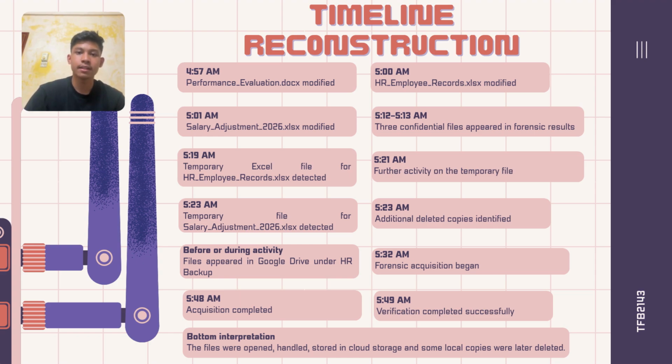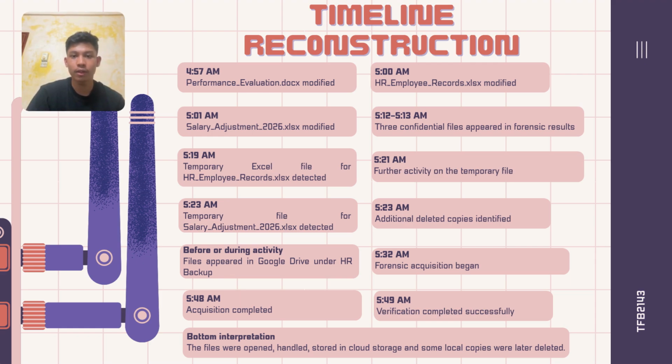Next is the timeline reconstruction. The timeline was created using file system timestamps, Microsoft Office temporary files, deleted file records, file slack evidence, the FTK image report, and the Google Drive screenshot. The first relevant activity occurred at approximately 4:57 AM when the performance evaluation docx showed a modification timestamp.